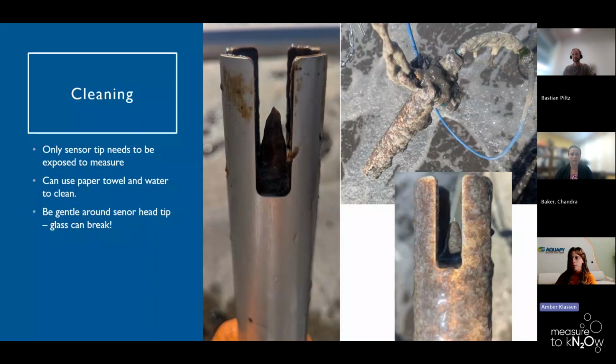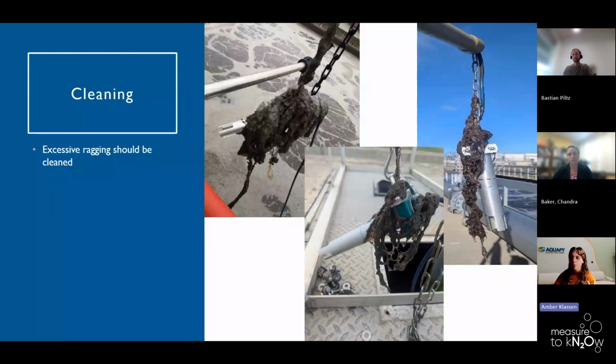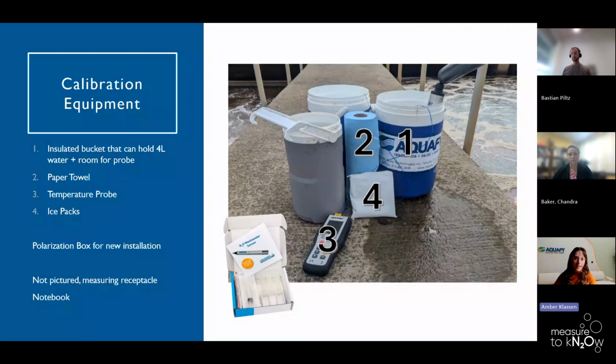Another important thing to note about cleaning is that you want to make sure any excessive ragging is removed. Not only is this important to protect the cabling, but it could also potentially cause damage to the sensor head if any of the ragging bits get caught up in the aluminum protection. And here's just pictured an example of what I would take to site to calibrate the Unisense sensors for a 2-sensor installation.